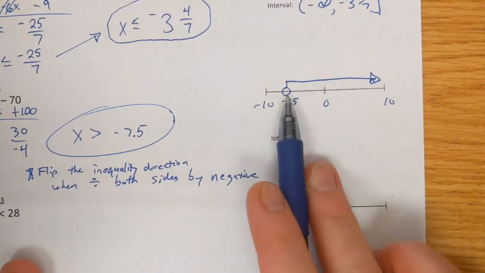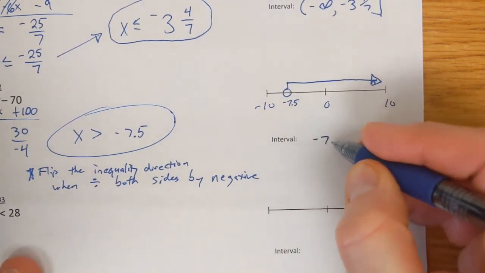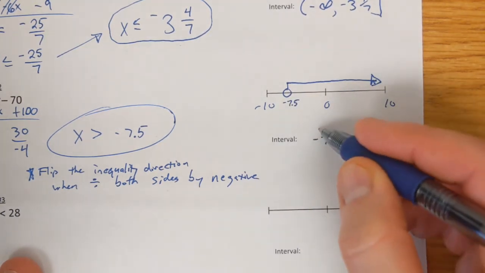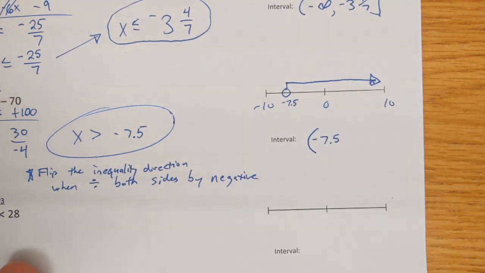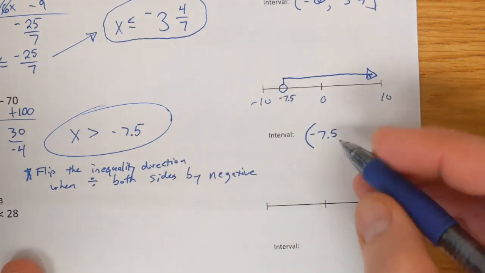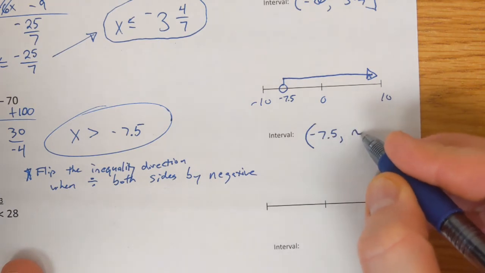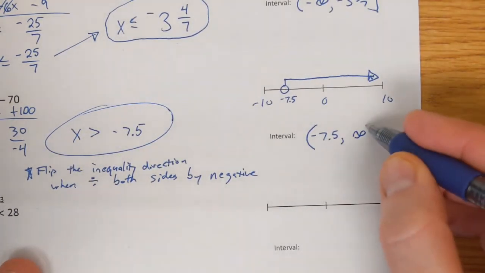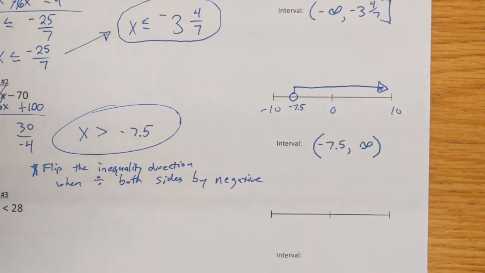This graph has a left endpoint. The left endpoint is -7.5. Now, since it's an open circle, I'm not going to use a square bracket. I'm going to use a parentheses. Now, this graph also has a right endpoint. It's this arrow. And anytime you have an arrow as an endpoint, we write that as the infinity symbol. And infinity symbols always get parentheses.